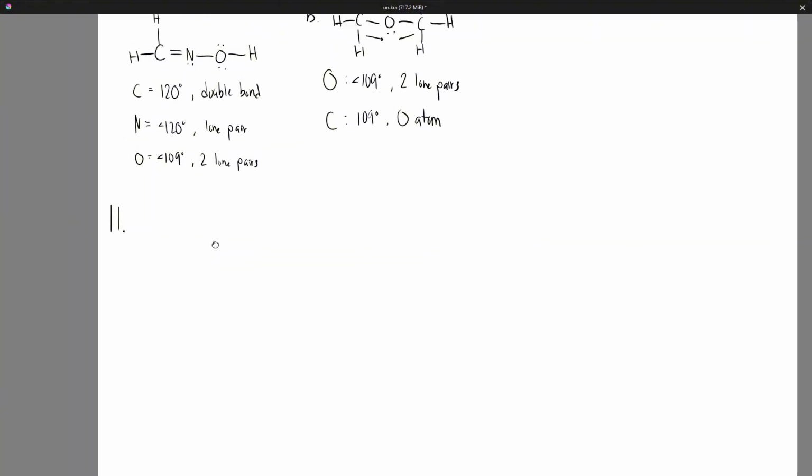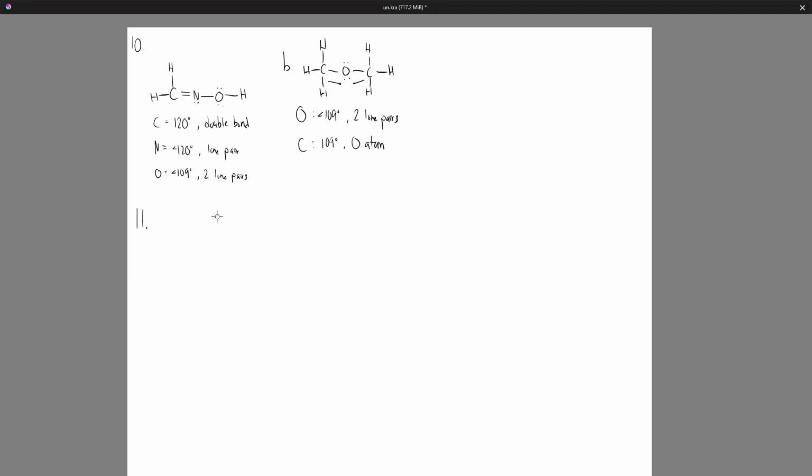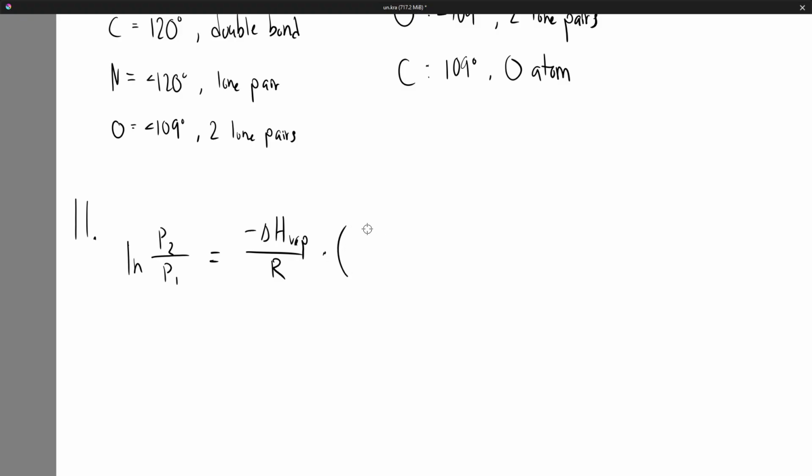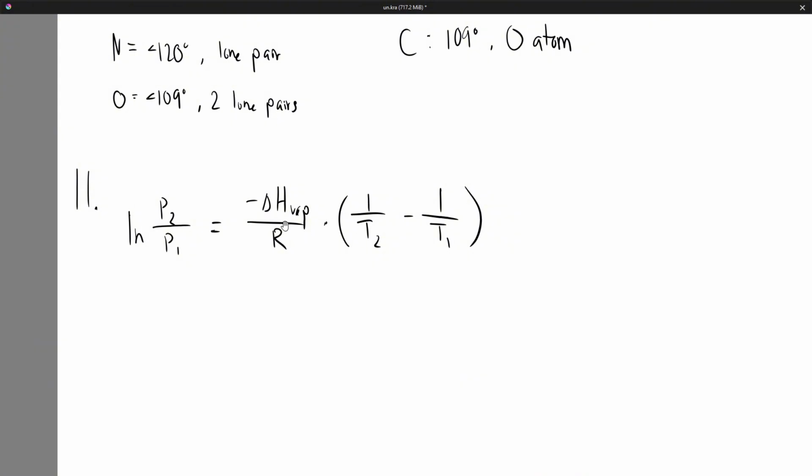Okay, so for this one, we're going to be using the Clapeyron equation, which is the natural log of P2 over P1 equals negative heat of vaporization over R times the inverse change in temperature. So 1 over T2 minus 1 over T1. Okay, so to solve for heat of vaporization, we want to rearrange this whole equation to just solve for this.